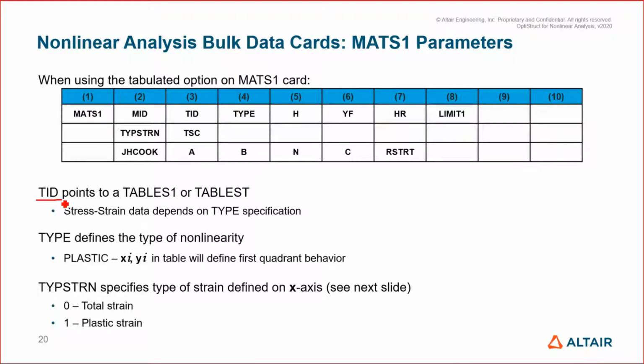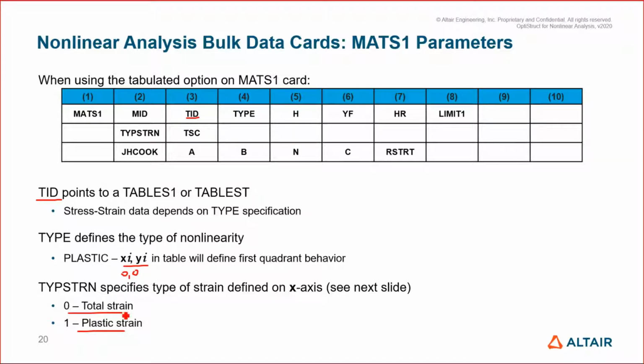Otherwise, you will just use a TID, table ID, to define the stress strain curve. For the stress strain curve, again, you need to define what your data type is. Is it a total strain or is it a plastic strain? Total strain means that the X, Y stress strain data you define in the table has to start at 0, 0.